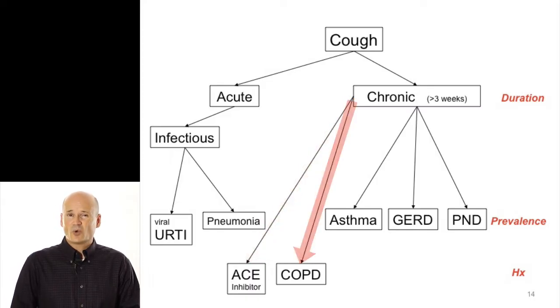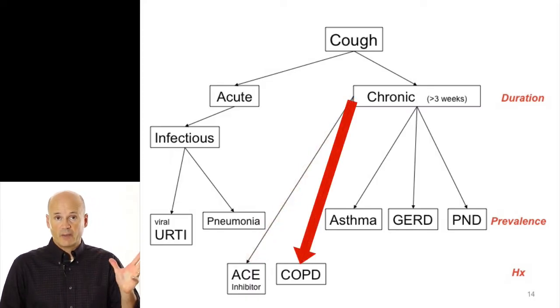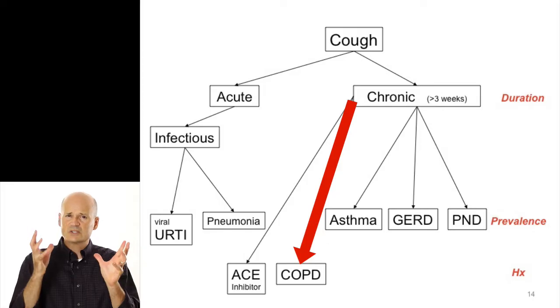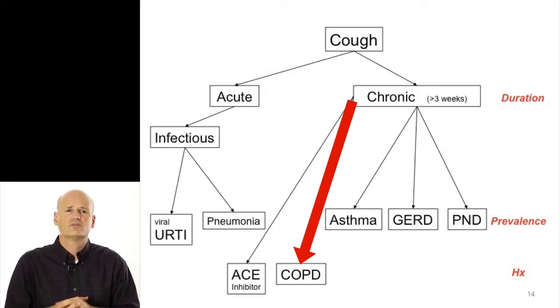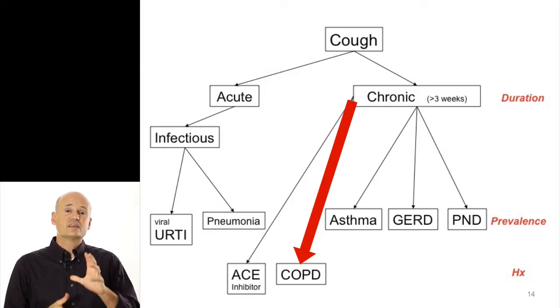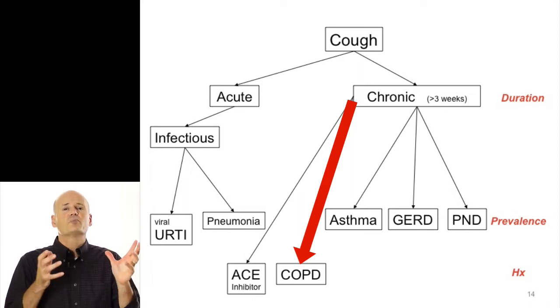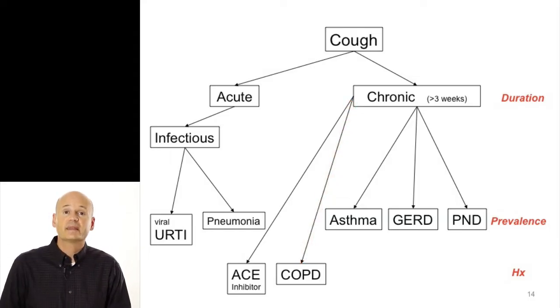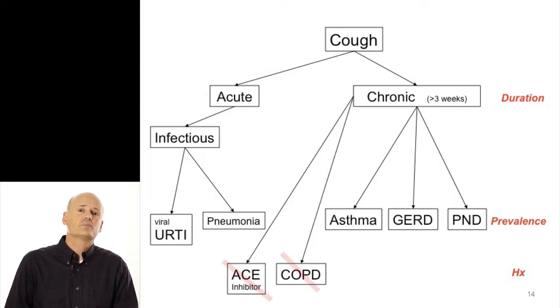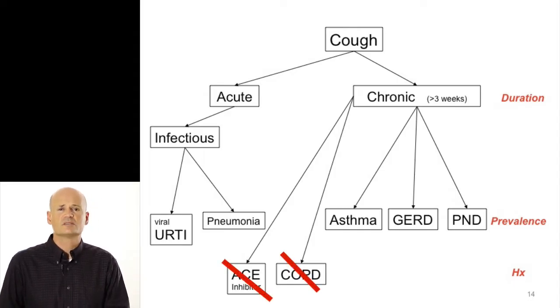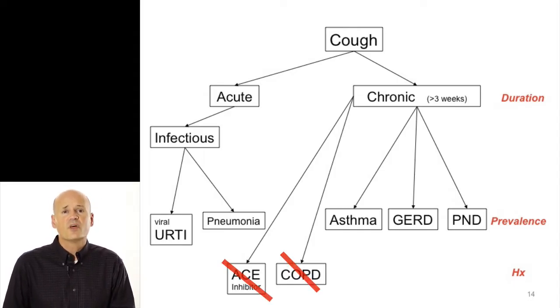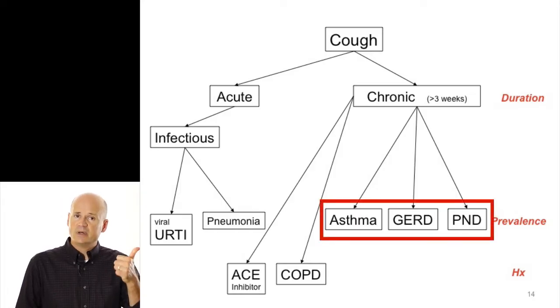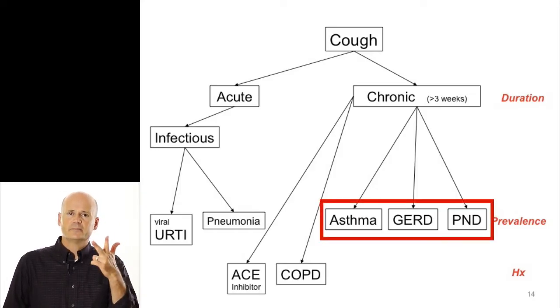And then the second question will revolve around their smoking history, because smoking is so closely associated with chronic obstructive pulmonary disease that if they smoked for a long time, you can be pretty sure that their cough is caused by smoking. If they haven't smoked for that long, then it becomes a bit trickier. So if you eliminated ACE inhibitors and chronic obstructive pulmonary disease as causes of chronic cough, you're left with three possibilities: asthma, GERD, and PND.